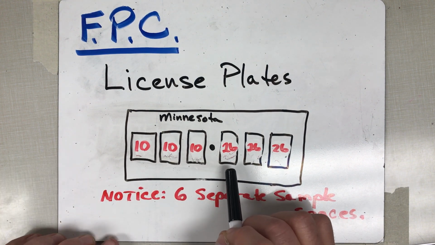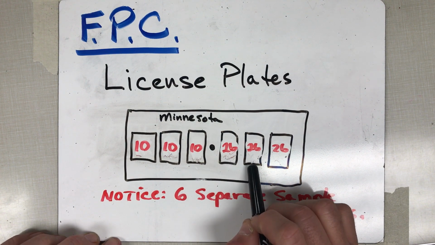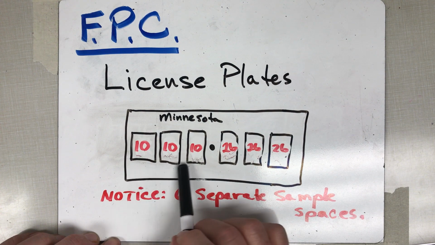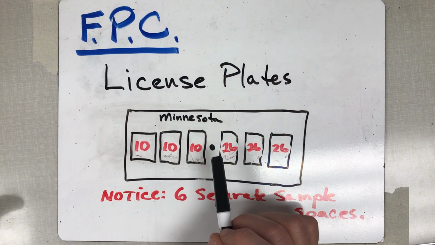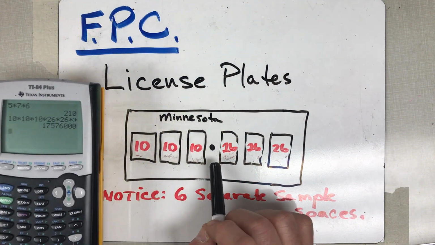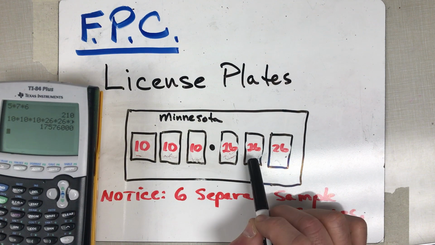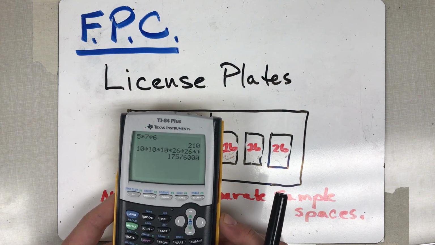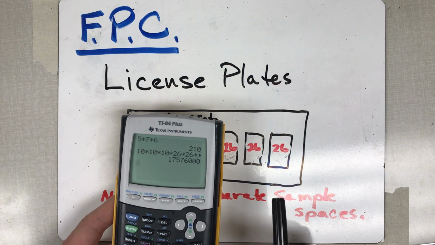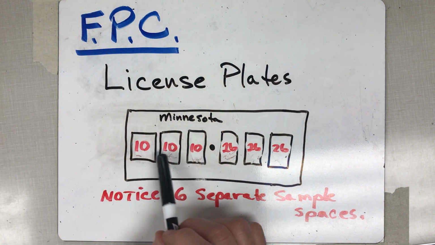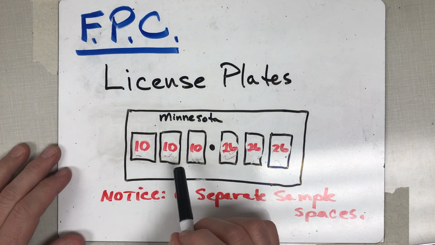Let's say you had letters of the alphabet, and you have 26 to choose from here, 26 to choose from here, and 26 to choose from here. So in other words, then you have 6 separate sample spaces, and if I multiply those choices together, I would get an answer that looks like this. 10 times 10 times 10 times 26 times 10 times 26 times 26, and I would get 17,576,000 different license plates. That'll cover you for a lot of cars in Minnesota if you had numbers first and letters after. But there's other combinations.